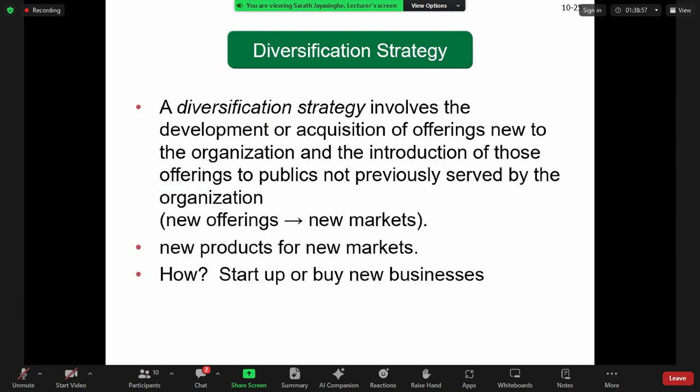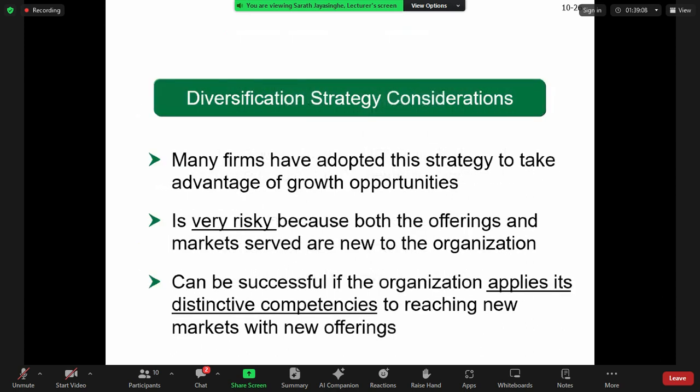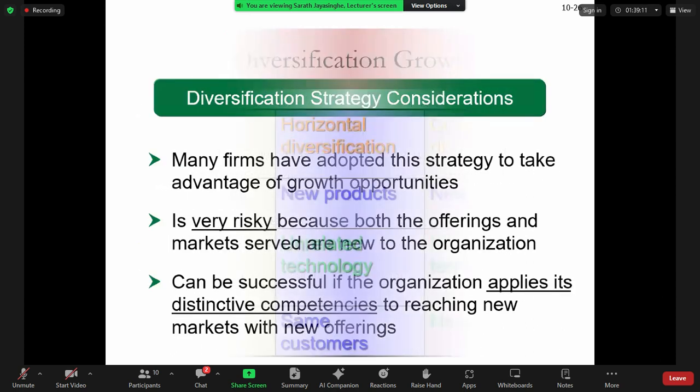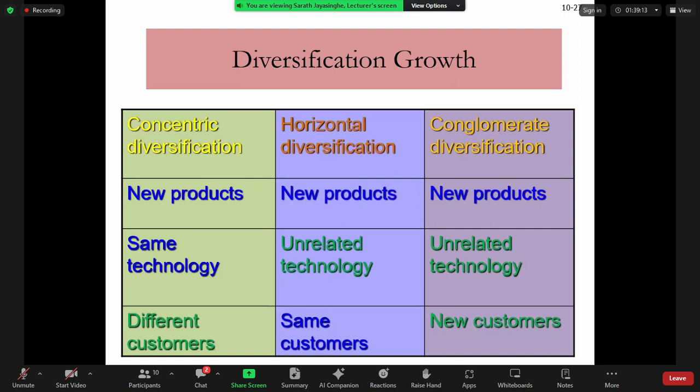Diversification means you are offering a totally new product, new offerings, in a new market. You come with new products to the new market. I'll explain using this one. Diversification growth: you can see there are three types of diversification: concentric diversification, horizontal diversification, and conglomerate diversification. Concentric diversification is a new product using the same technology for different customers.